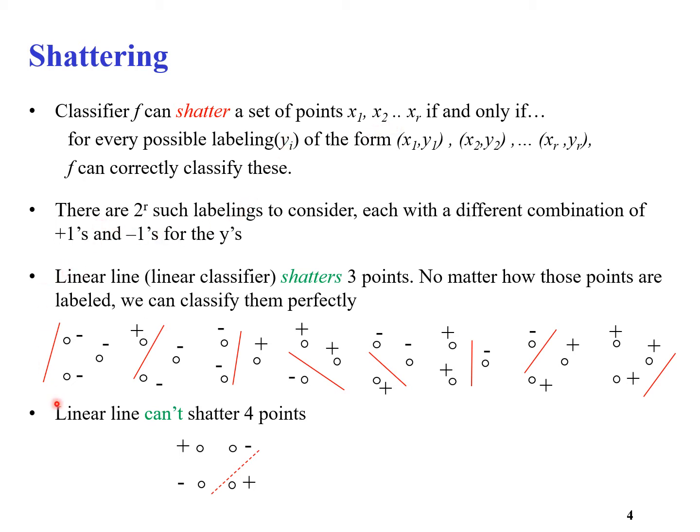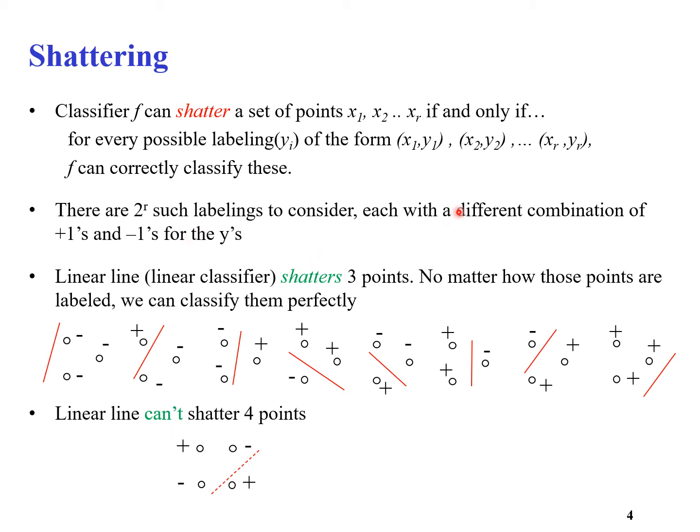Before we move on to the example, let's take a look at this. I said here, for every possible labeling of y values, so let's say we have all data points, then we have all class labels. For every possible labeling of y, we have 2 to the power of r labeling combinations, because we have r y values and we have r data points.